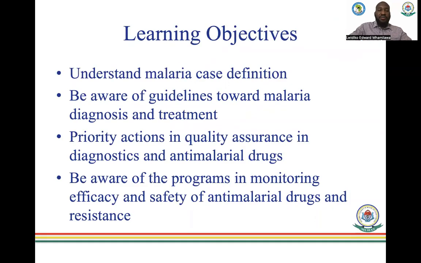Among the learning outcomes within the context of malaria case management today is to help you understand how we define a malaria case definition, to be aware of the guidelines towards malaria diagnosis and treatment, and to look at priority actions required when it comes to quality assurance in the diagnostics and also in the anti-malarial drugs. Finally, we would like to make you aware of the programming when it comes to monitoring and evaluation of efficacy and safety of anti-malarial drugs and anti-malarial resistance.